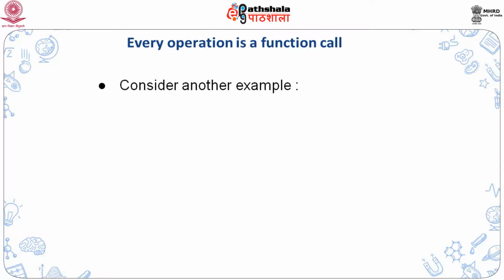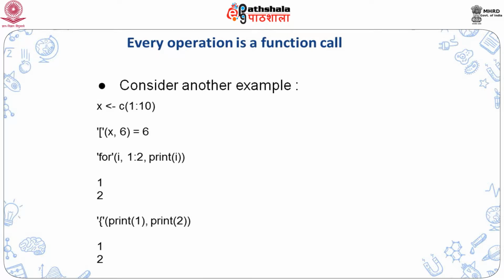Let us consider another example. This is quite different, but it is indeed very simple. Here, suppose x is taking the values of a vector 1 to 10, and if we use this code here, then what will R give us? It will give us the sixth value of the x vector that we have defined, and it is given to be 6.